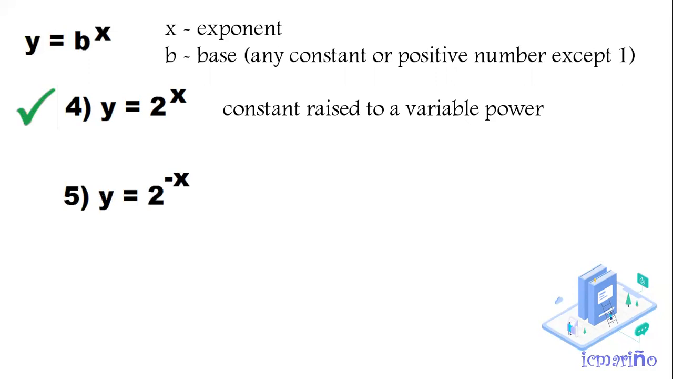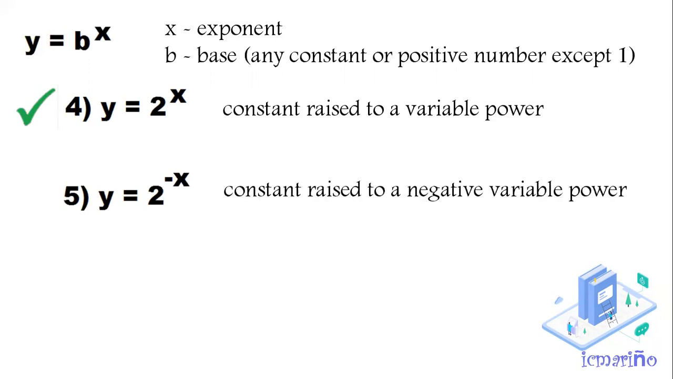Next, y is equal to 2 raised to negative x. Negative x is a valid exponent. Yes, we can have a negative exponent that is valid. Our base is 2. This is a positive number. So I think this is a constant raised to a negative variable power, and this is a valid exponential function.